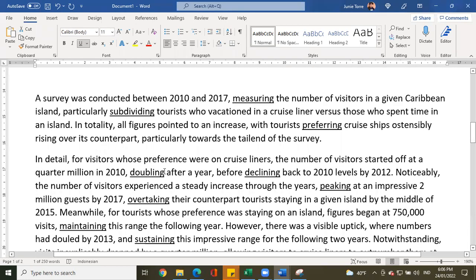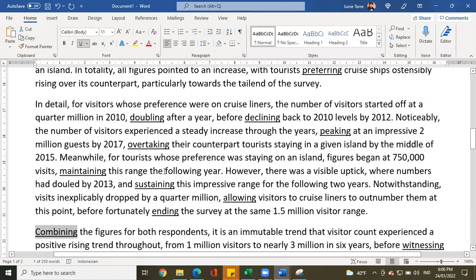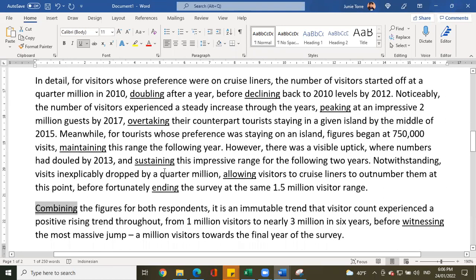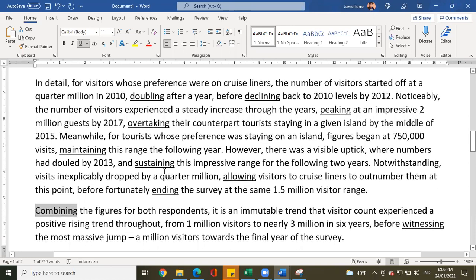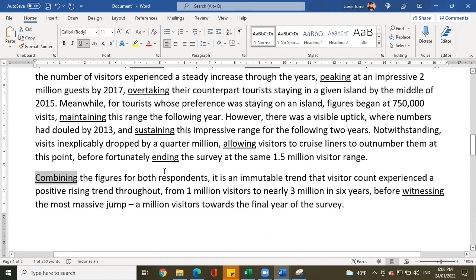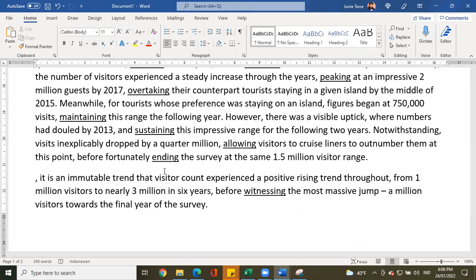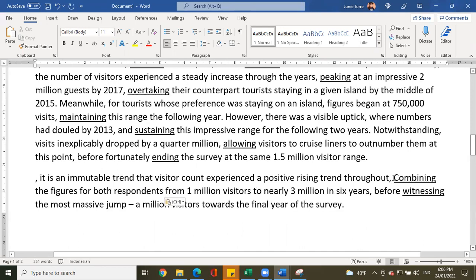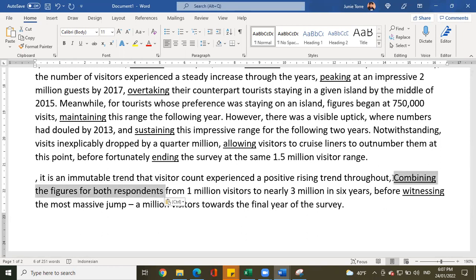So, in that case, the gerund was in the start of a sentence, no? Saan ko na siya nakita? Hindi ko na siya nakita. Ito, guys. Ang original location yan is after the comma. It is an immutable trend that visitor count experience a positive rising trend throughout, combining the figures for both respondents. Nakita niyo yan? That's the gerund eh, no? That's the gerund clause, di ba?